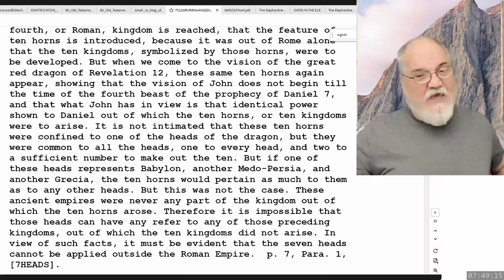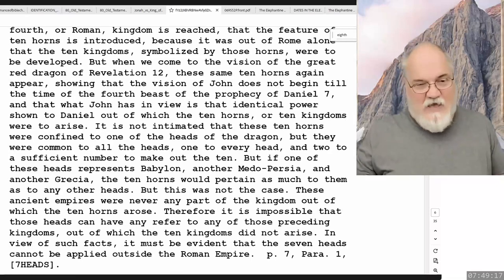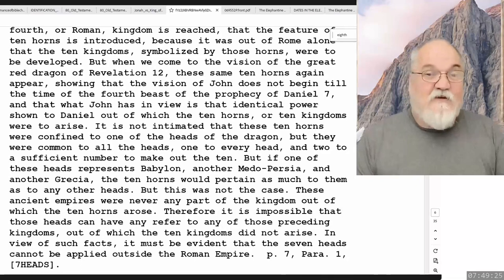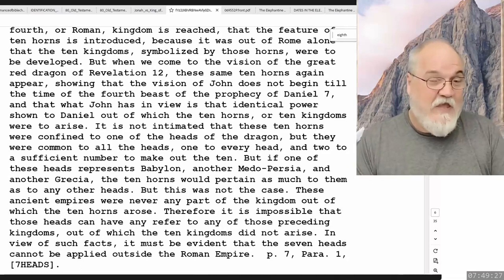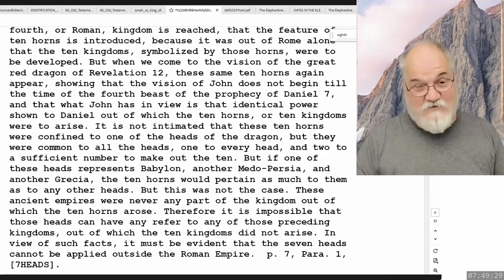Because you're going to say, well, the heads can't possibly be Babylon, Medo-Persia, Greece, and Rome. And yet the body is Babylon, Medo-Persia, Greece, right? You know what I'm saying? And it's in a sense Rome too, just because it's this diverse beast of Revelation 17. It's not like any other beast. It's a composite beast.